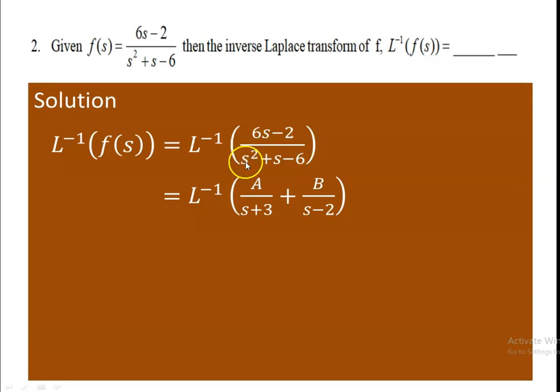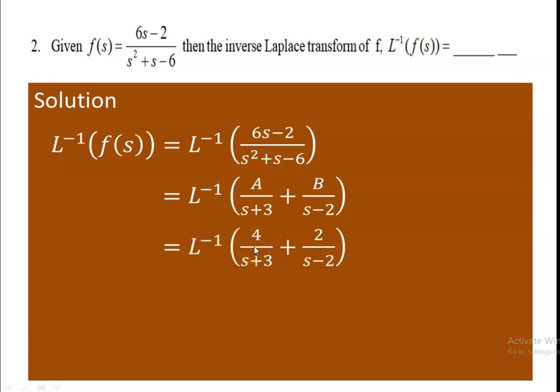I just have taken two numbers whose sum is positive 1, as you see, and product is negative 6. Remember the factorization of a quadratic expression, and I obtained the two numbers to be 3 and minus 2. That's why I'm having here s plus 3 and s minus 2. So these two are linears, and so we need to have constants as numerators here, a and b. Now let's look for values of a and b so that you can have 6s minus 2 there.